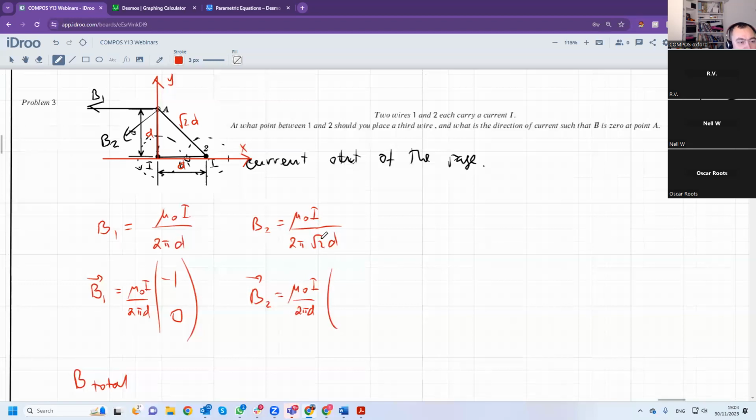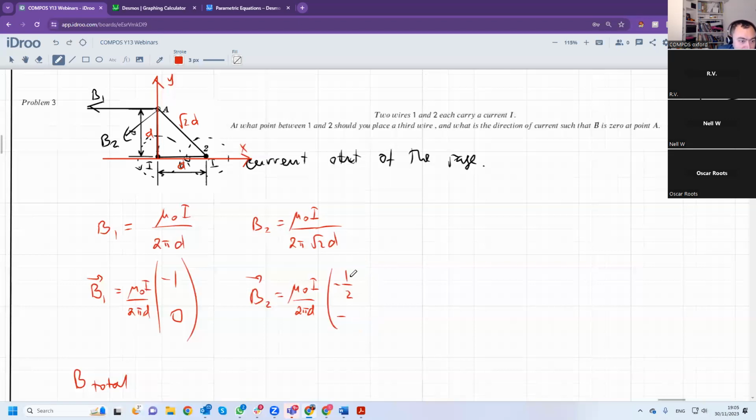So it's going to be 1 over square root of 2. So it's going to be 1/2, minus 1/2 and minus 1/2. Do you understand why? It's 45 degrees, yes, because this is a right angle. This is an isosceles right angle triangle, 45 degrees, and this is going to be cosine 45 and sine 45.